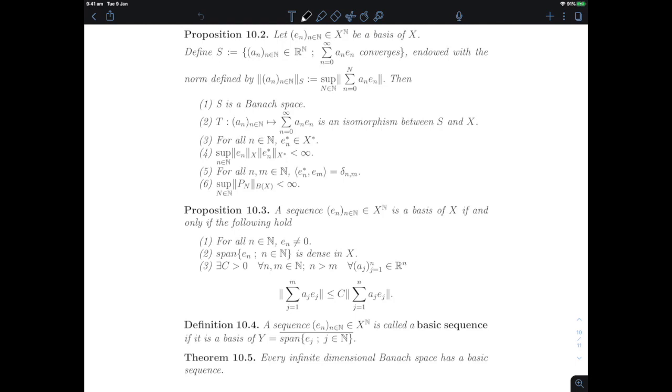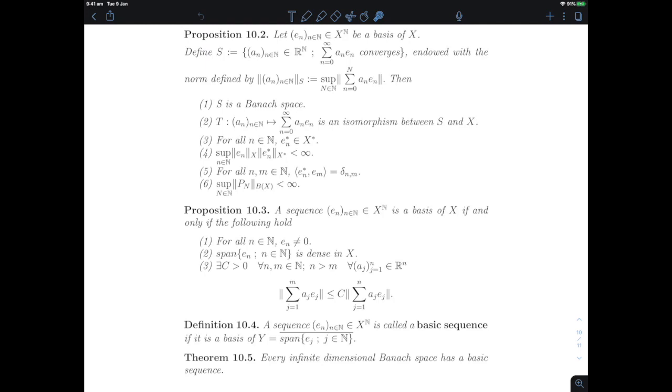And the result we will see is theorem 10.5. It says that every infinite dimensional Banach space may not have a basis, but it will always have what's called a basic sequence. Now, what's a basic sequence? Well, it's definition 10.4, a sequence that is a basis of the closure of its span. So if you go back to proposition 10.3, what this is saying is that we can always find a sequence that satisfies property 1 and satisfies property 3 from proposition 10.3, but it may fail part 2. But at least in the closure of that span, which may not be the whole space, we do have a basis.